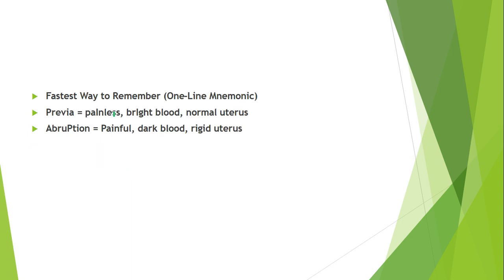So the fastest way to remember the differences between placenta previa and placenta abruption is that each time you think of a placenta previa, you should remember that it is painless, the blood is bright red, and there is a normal uterus. While in placenta abruption, it is painful, the blood is dark in color, and there is a rigid uterus.